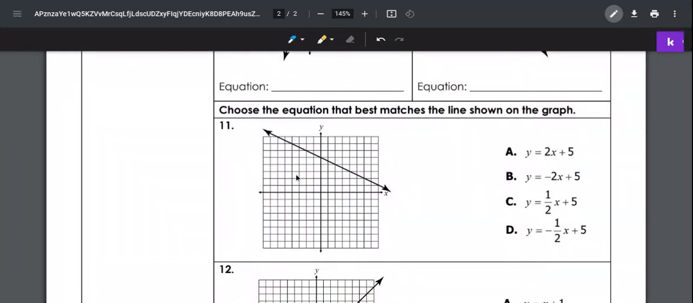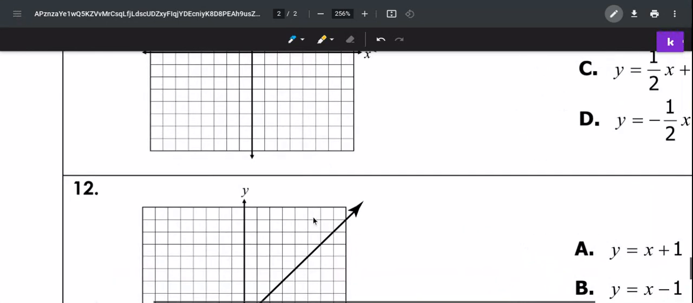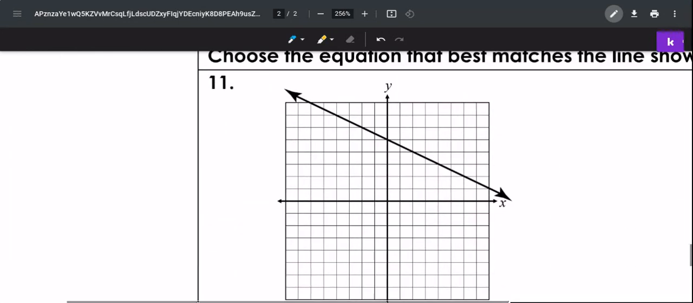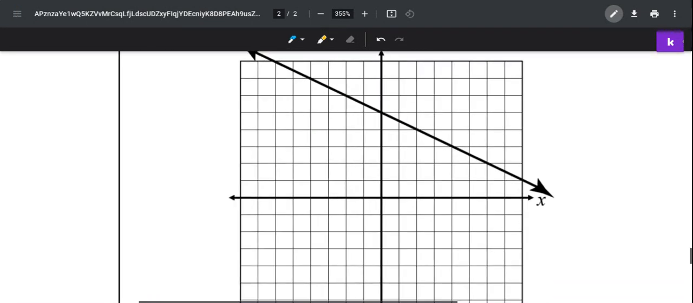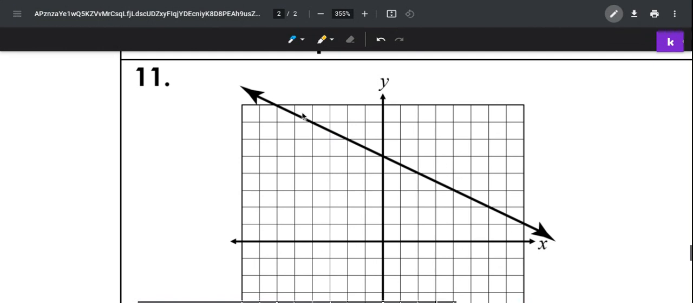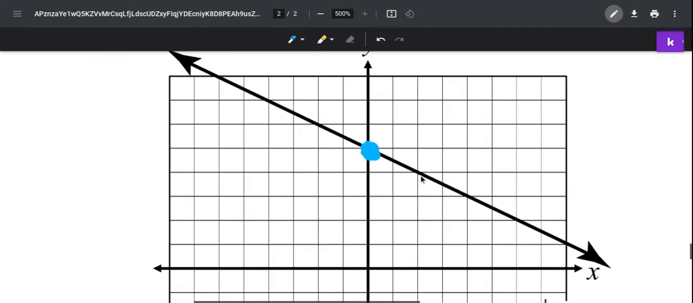Now, when we're choosing the equation for 11 and 12, this one is a little bit tricky to do, but I'll show you how to do it, or at least try to. Because if you look at 11, none of these points are given to us on the graph. So here's what I would do. I always start at the y-intercept because wherever this crosses the y-axis is probably going to be a point for us. So right here.